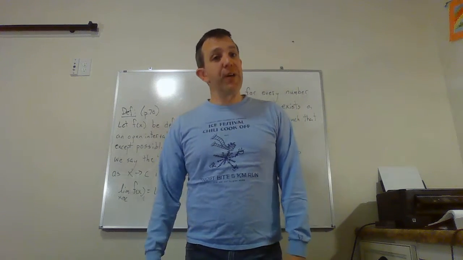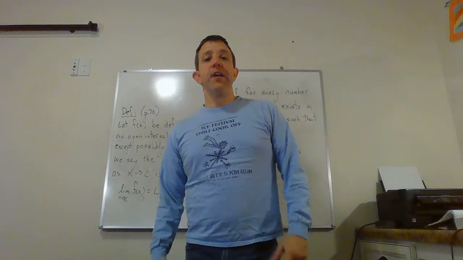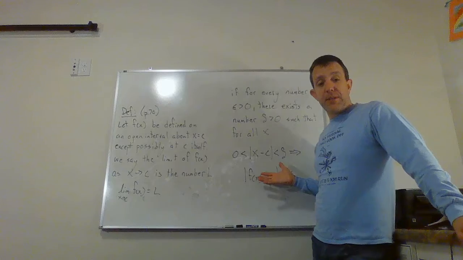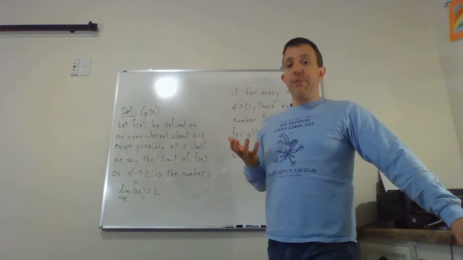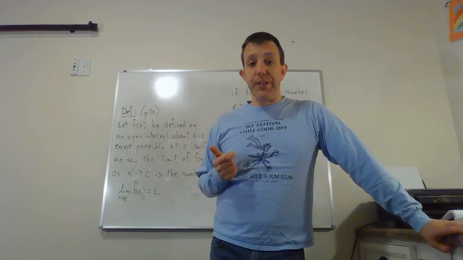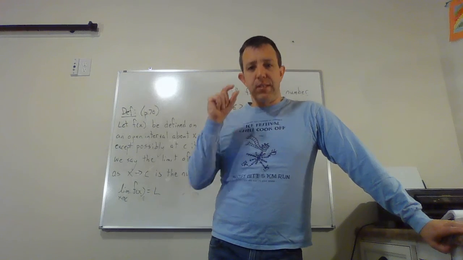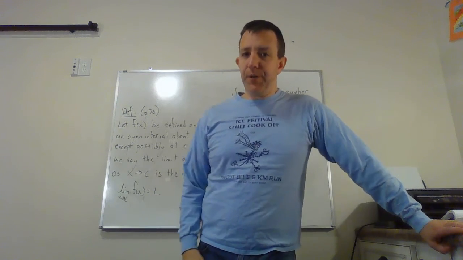So let me get a new board and we're going to start doing some examples. Some of the examples will go with this definition, we'll use epsilons and deltas. Some of the examples will be a little bit more like that first one we did, and we'll actually work with some numbers. And yeah, some of it's going to be just a little bit weird. So here we go.